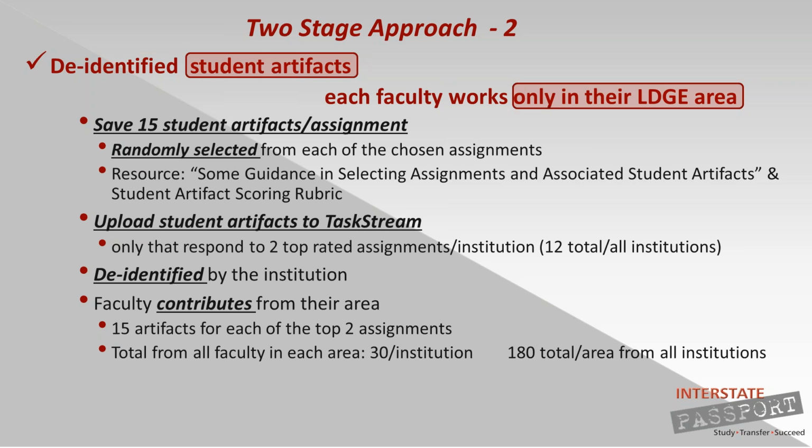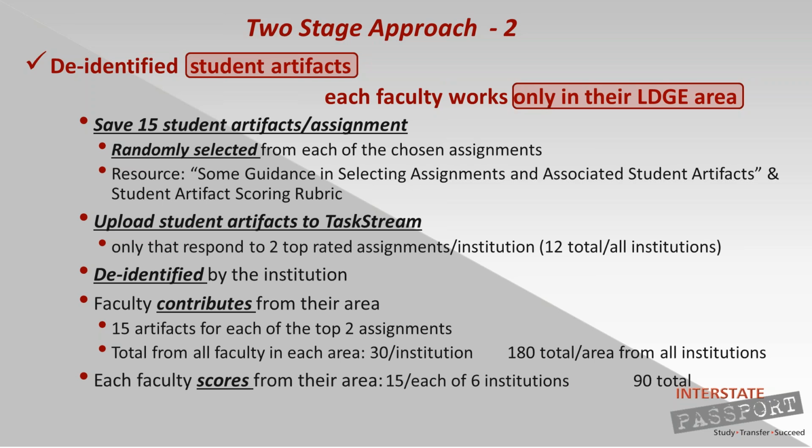6 institutions means that a total of 180 student artifacts will be available for mapping. Each faculty member will score 15 assignments for each of the 6 institutions. So each faculty member will score a total of 90, that is half of the total student artifacts. And the time limit for completing this faculty work is the end of the spring 2017 term.